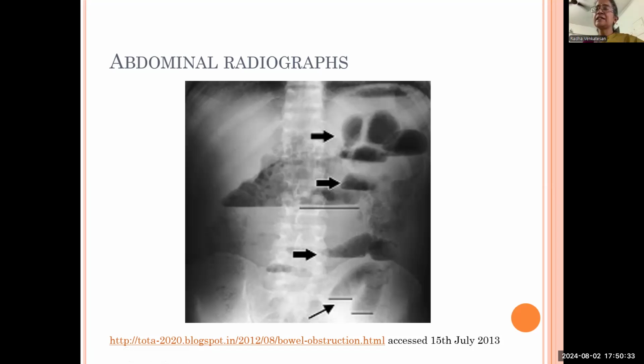Does that make sense? All those lines are the fluid levels, and the space above the fluid is the gas. You can check a normal bowel X-ray; anyone can Google and check. Yes, something more: why does that happen?